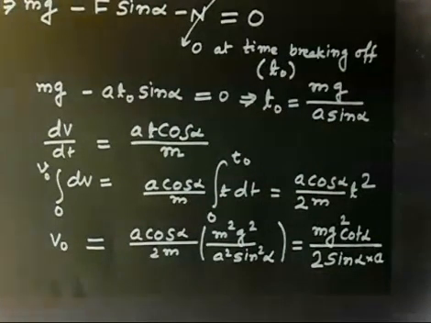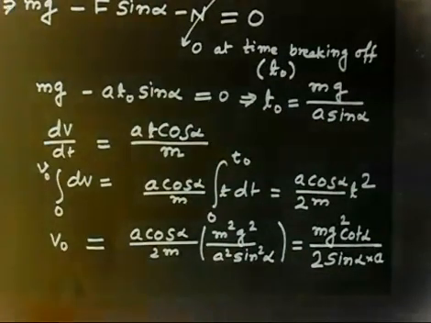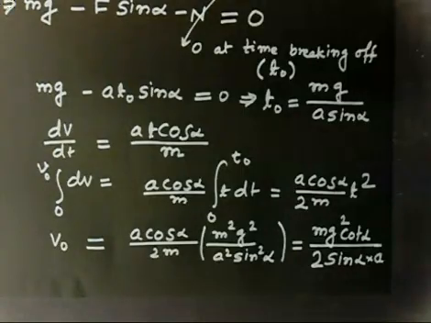So let me check this answer whether they are giving the same answer or not. So this is the problem number 1.68. So they are giving a t naught square cos alpha divided by 2m. Where is the mistake? So we have some mistake. So let us check.